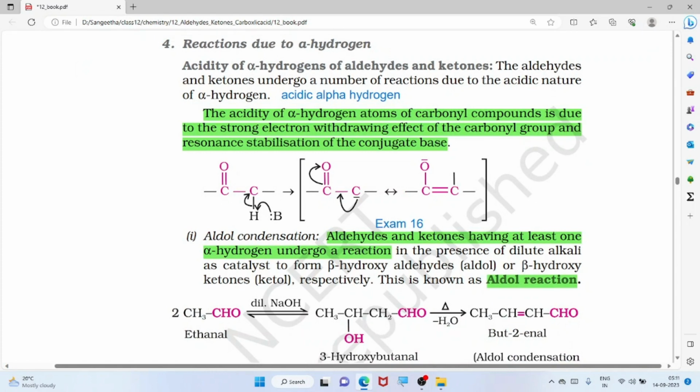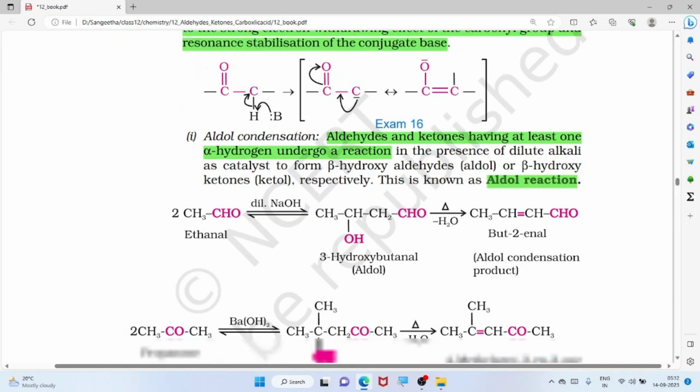The acidity of the alpha hydrogen atom of the carbonyl compound is due to the strong electron withdrawing effect of the carbonyl group and the resonance stabilization of the conjugate base. Because the electron is withdrawn from the alpha carbon, the alpha hydrogen is more acidic. Aldol condensation: aldehydes or ketones having at least one alpha hydrogen atom will undergo this reaction.